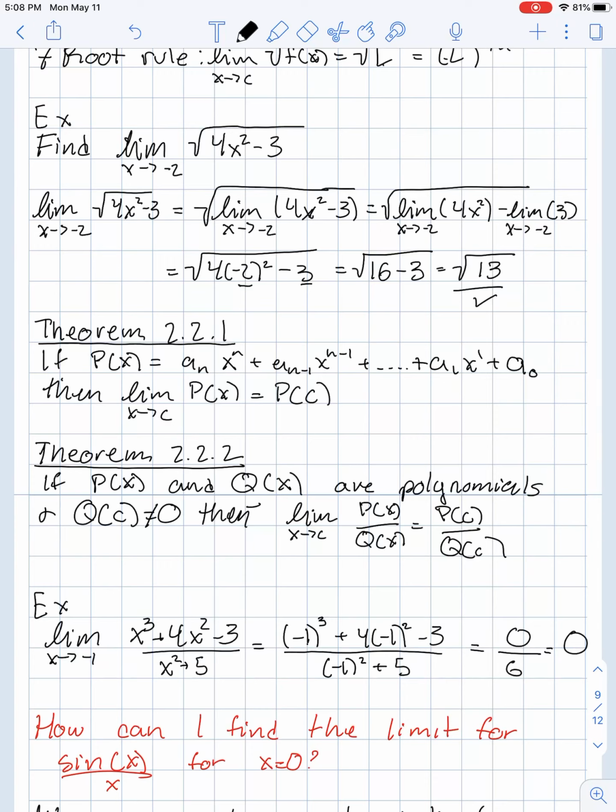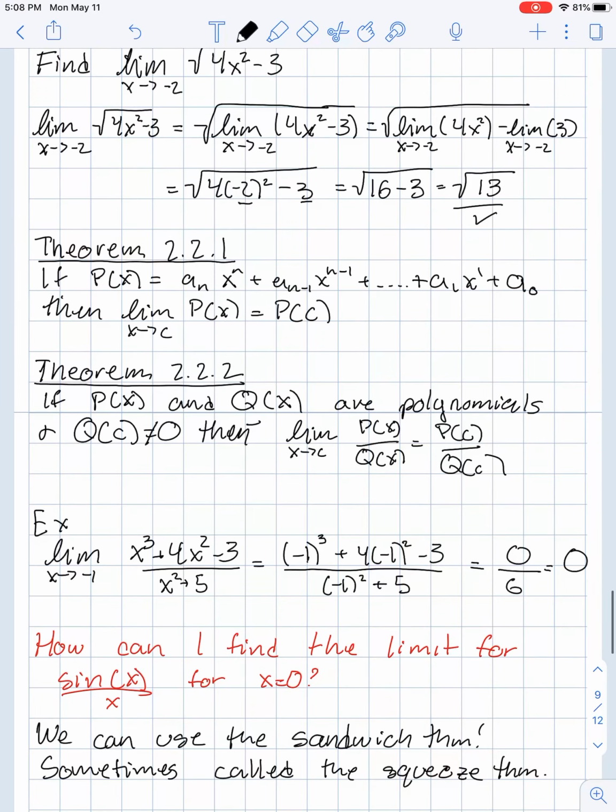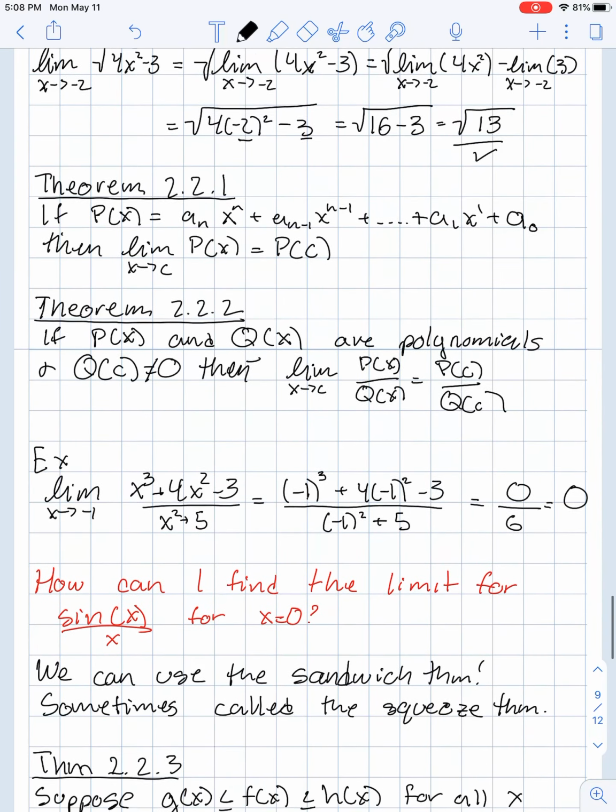So if I plug in 0 for x, I get sine of 0 divided by 0. Well, sine of 0 is 0. So I just get 0 divided by 0. That doesn't really work. So we can use something called the sandwich theorem, sometimes also called the squeeze theorem.